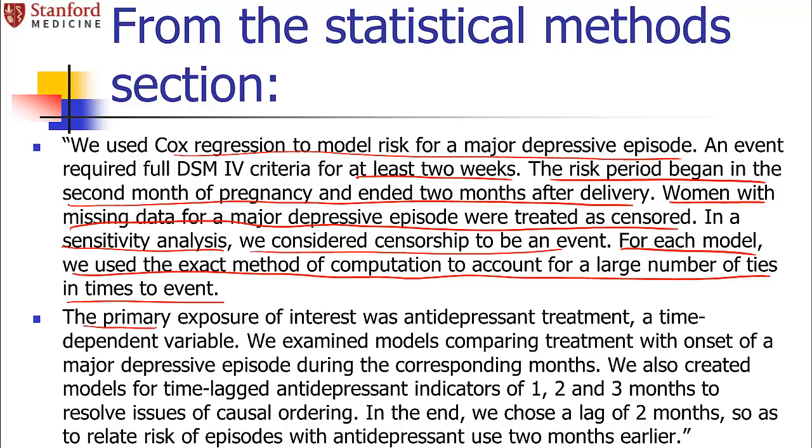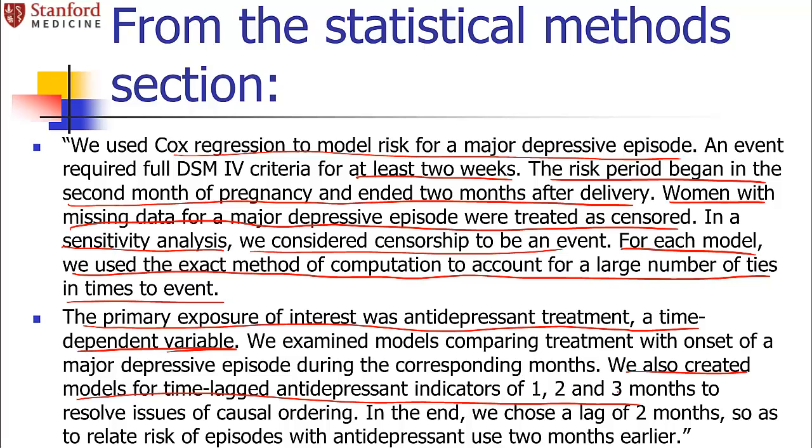All right, so then the primary exposure of interest was antidepressant treatment, a time-dependent variable. Okay, so they were allowing this to change over time. We examined models comparing treatment with onset of major depressive episode during the corresponding months. So we also created models for time-lagged antidepressant indicators. So they could just put it in: you're either on antidepressants or not in a given month.